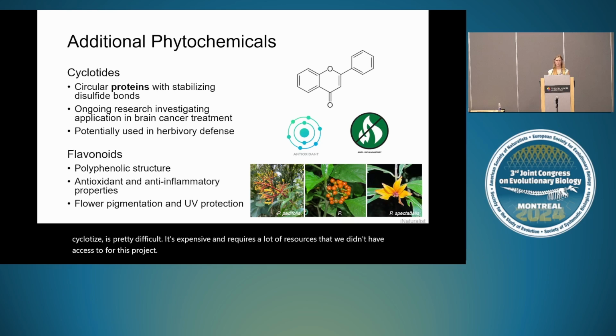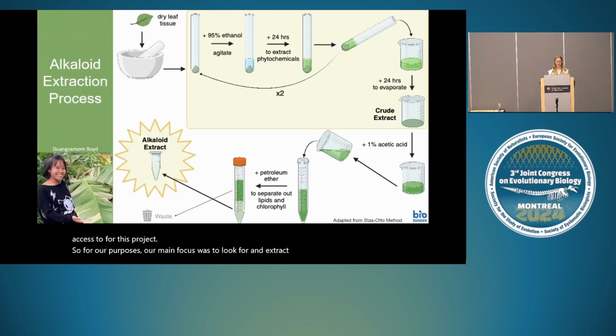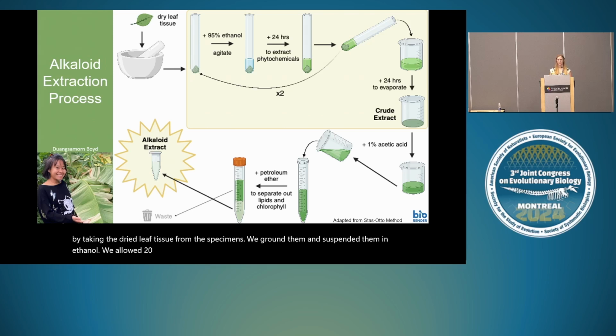So for our purposes, our main focus was to look for and extract alkaloids in the lab. And this was how we did it. This was a method that my lab mate Namwan and I adapted from the Stats Auto method and allowed us to use the herbarium specimens that we had on hand. So we began by taking the dried leaf tissue from the specimens. We ground them and suspended them in ethanol. We allowed 24 hours for the ethanol to extract phytochemicals from the tissue.